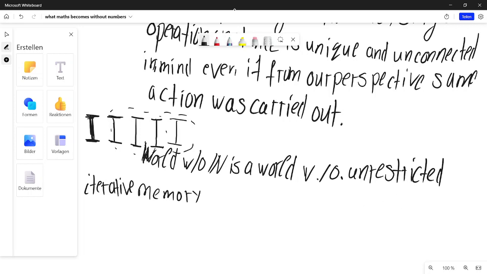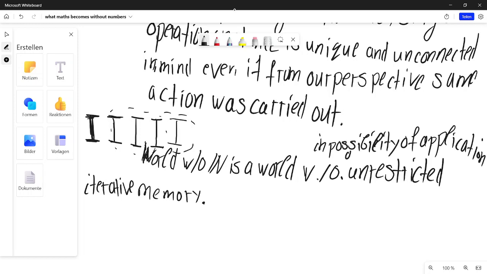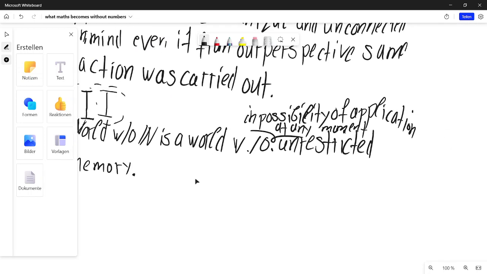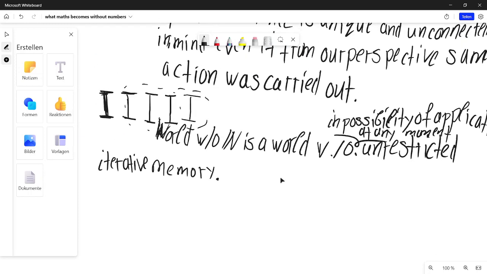So, no access to iterative memory that could be applied without impossibility of application and possibility of application at any moment. Impossibility of application at any moment, unrestricted memory, unrestricted iterative memory. Okay, so we cannot do iterations at all actually.